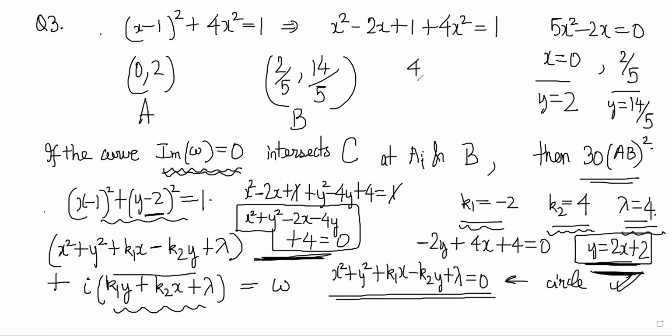So you get 4 by 25 plus, 14 by 5 minus 2 is again 4 by 5. So you get 16 by 25. So root over this. So 20 by 25. So square it. 20 by 25 comes out multiplied by 30. So you are getting 24, right?